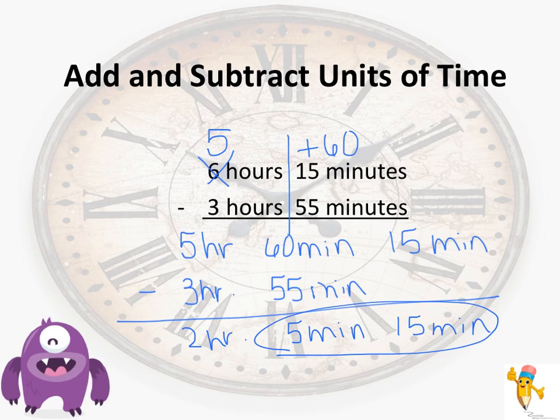One last step. Combine those two amounts of minutes. 15 minutes and 5 minutes makes 20 minutes. So your final answer is 2 hours and 20 minutes.